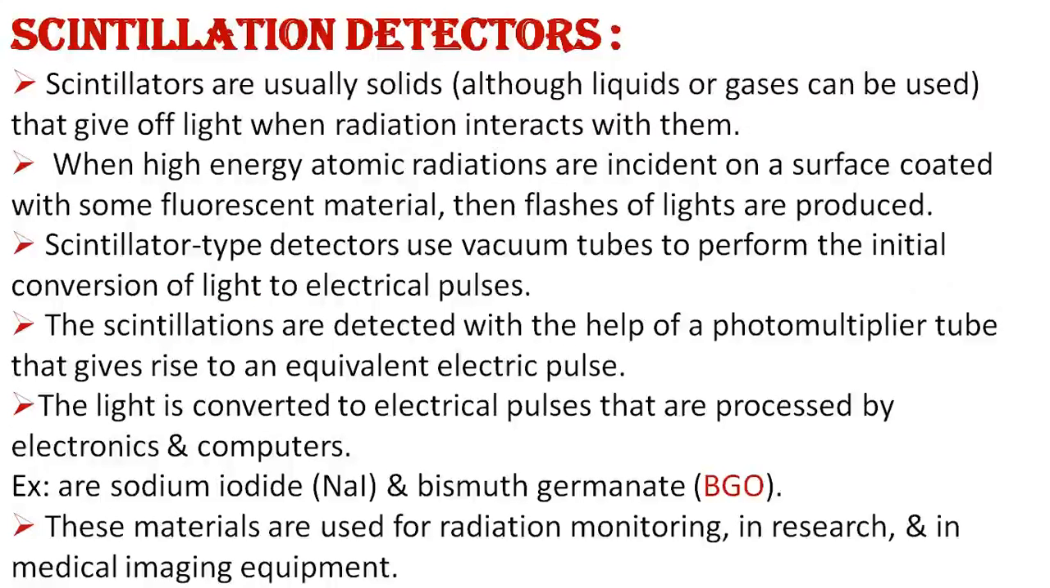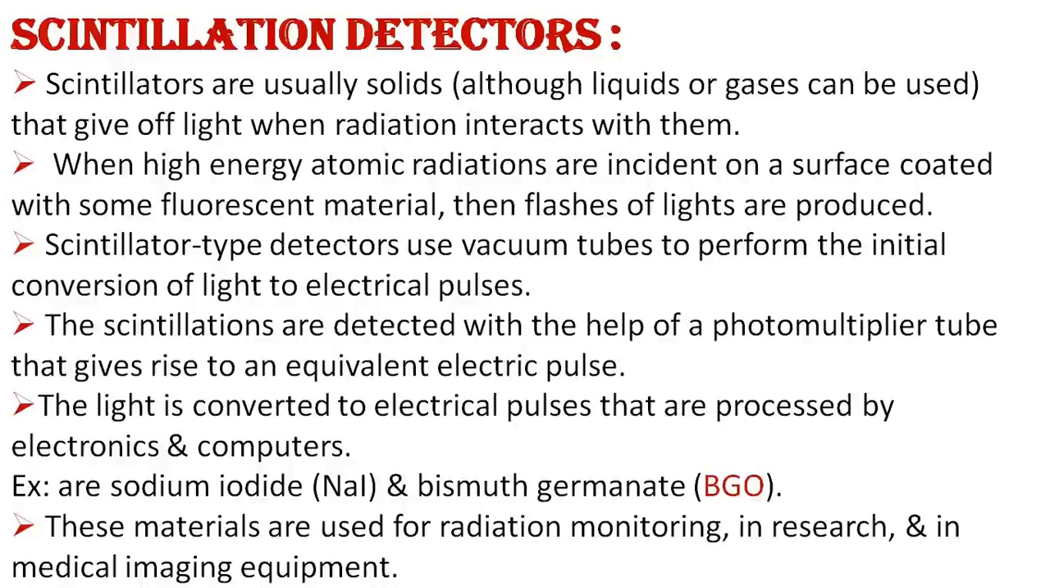Now the next detector is the scintillation detector. Scintillators are usually solids, although liquids or gases can be used, that give off light when radiation interacts with them. When high energy atomic radiation is incident on a surface coated with some fluorescent material, flashes of light are produced. Scintillator type detectors use vacuum tubes to perform the initial conversion of light to electrical pulses.